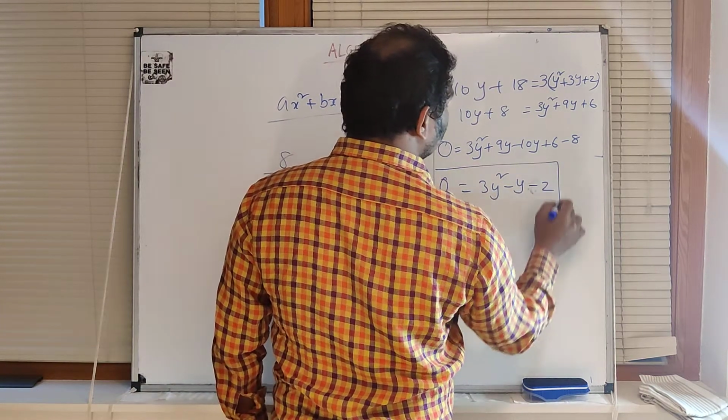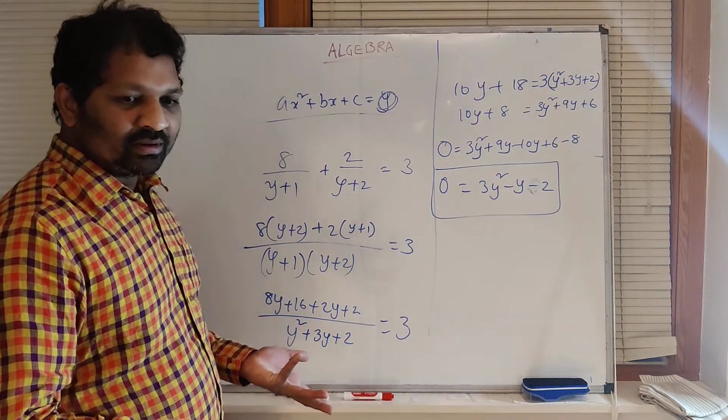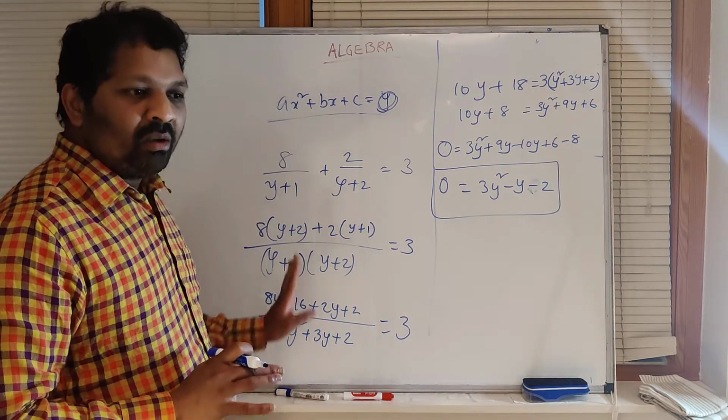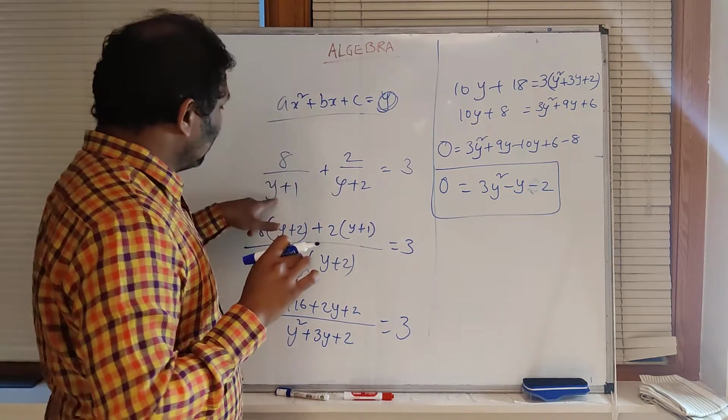Once we got the square term, this is easily a quadratic equation. So don't be confused, even though it is given in this form. Wait, can you say that again, how did you do it very fast? I took an LCM.